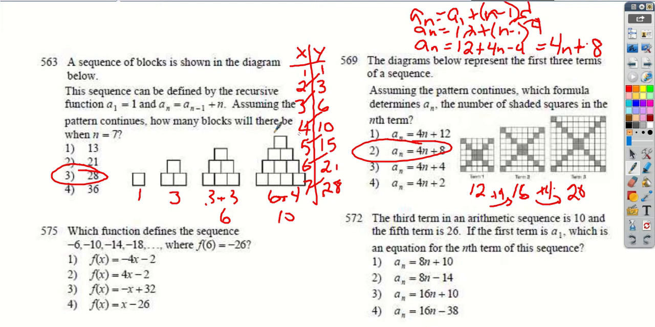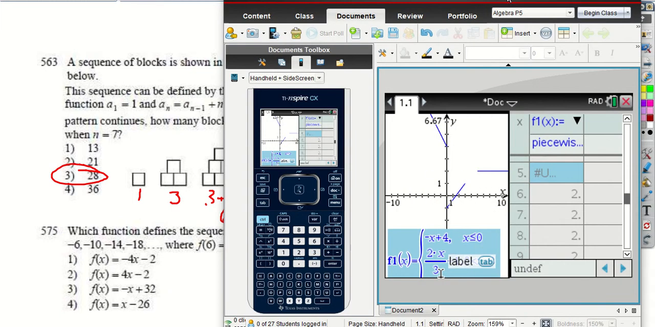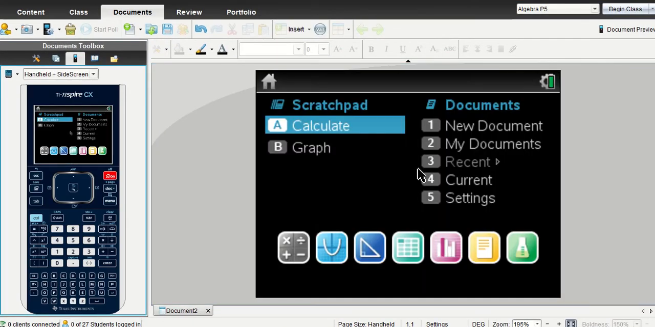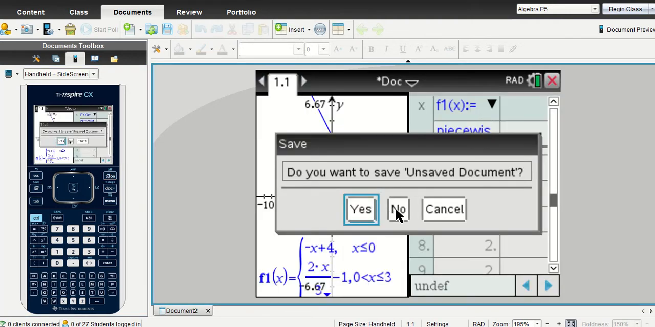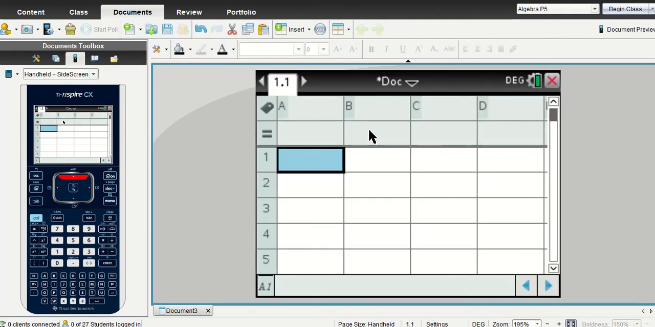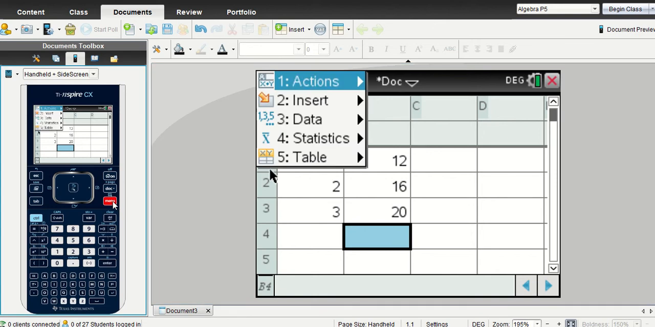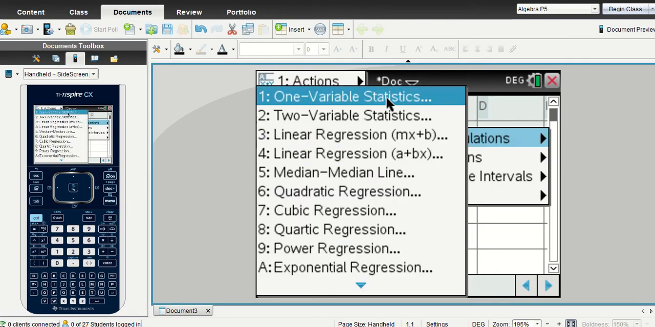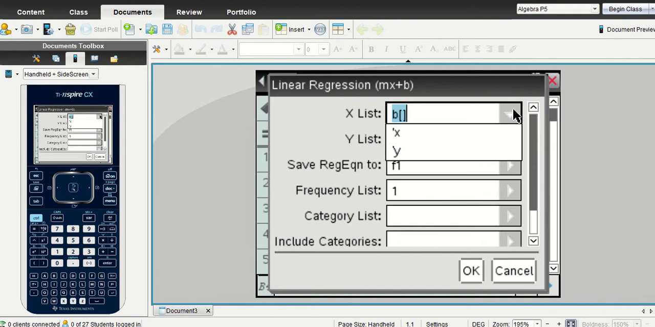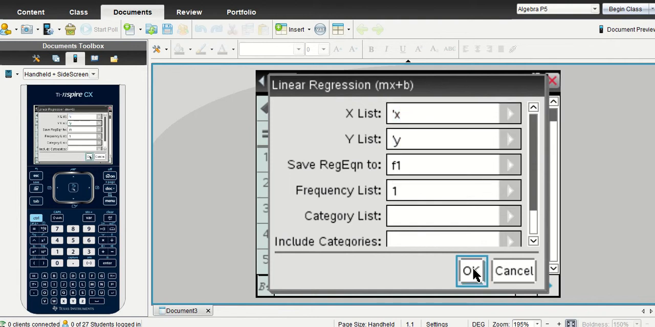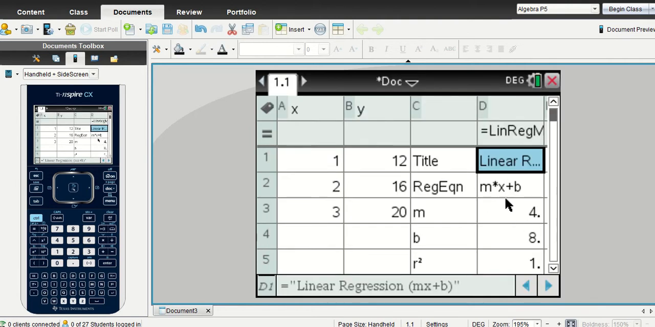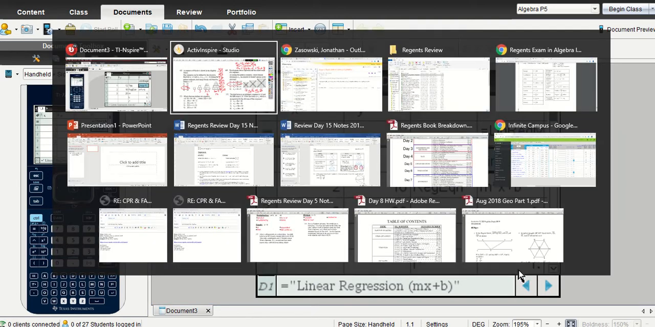Your other option is that you can take your calculator, okay, and you can do a linear regression. Okay, new document, don't want to save. List in spreadsheets. I title this X and Y. 1, 2, 3. Right, we got 12, 16, 20. And then I go to menu, statistics, stat calculations, linear regression mx plus b, and I go choose my variables, so X and Y. Get OK, and there we go. So 4x plus 8. You can get it that way too. Okay. All right.